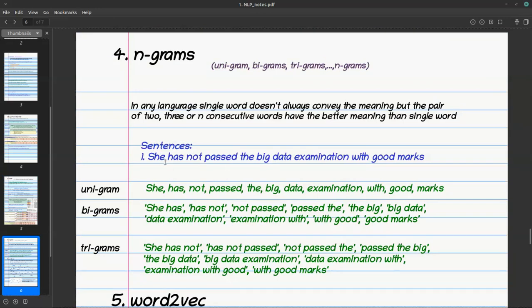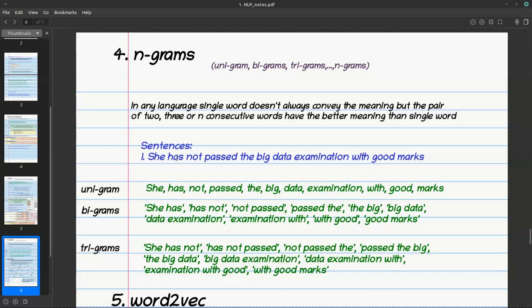So if you are taking unigram, that means nothing but take all the words. Let's see, has, not, passed. Bigram, just group of two. And don't skip. While taking groups of two, don't do something like this: C has, then not passed. Instead, C has, then has not, then not passed, then passed the, like that.